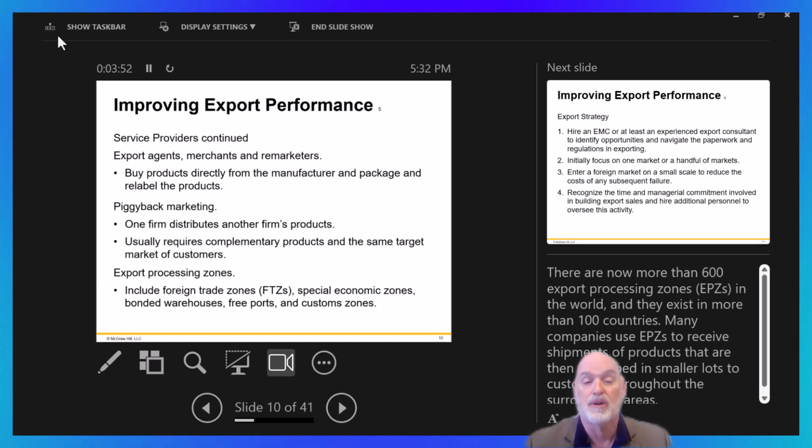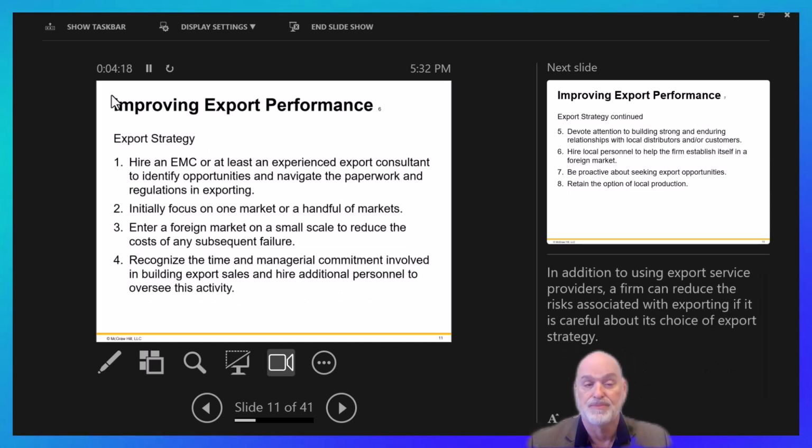Export agents, merchants, and remarketers, they buy products directly from the manufacturer and package and relabel the products. Piggyback marketing, one firm distributes another firm's products, usually requires complementary products and the same target market of customers. Export processing zones, they include foreign trade zones, special economic zones, bonded warehouses, free ports, and customs zones.